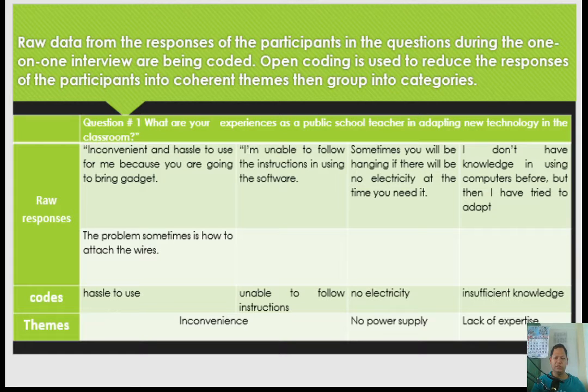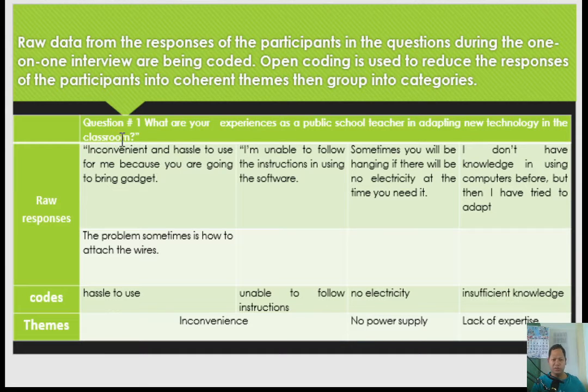Okay. So I have here the coding process of your responses in your data gathering. Before we have the themes, we have here the raw responses. So let's have here the raw responses. I will just read the research questions.